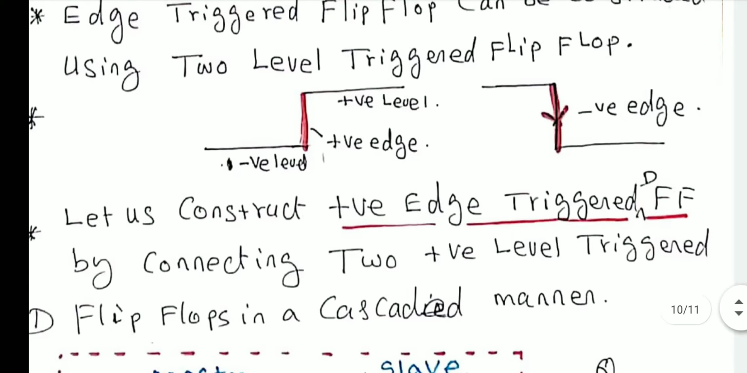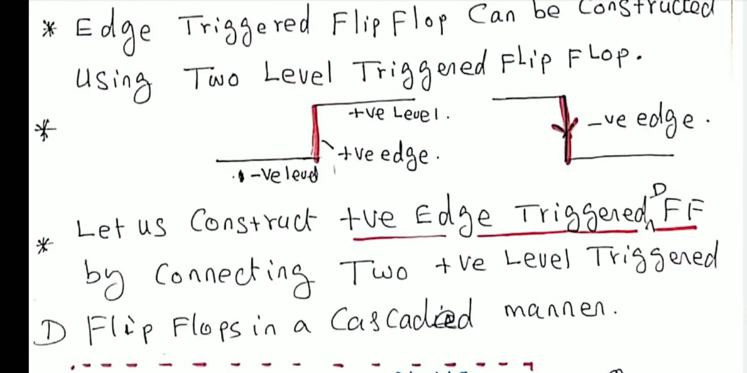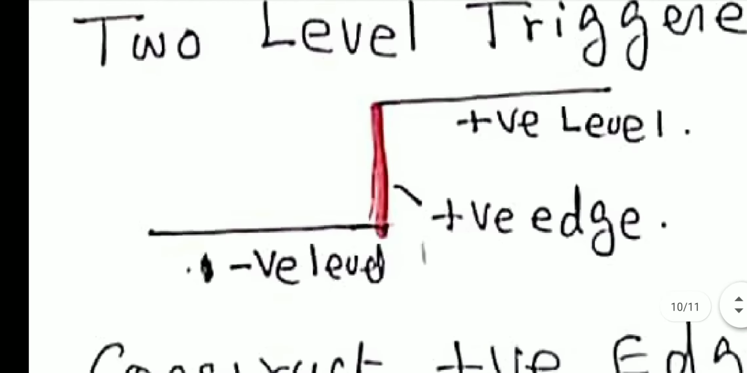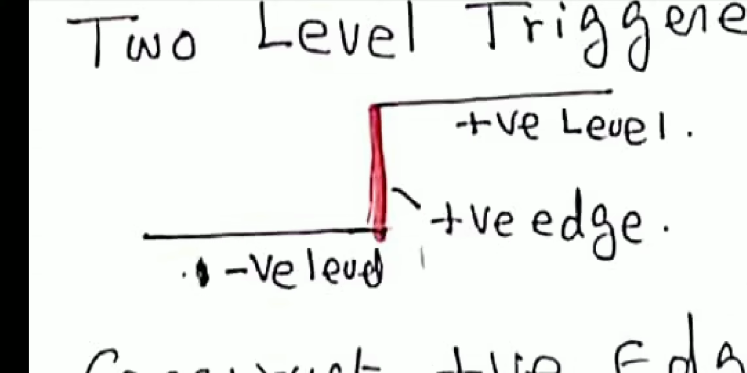So what is the idea? The idea is we need two positive level triggered flip-flops to construct one positive edge triggered flip-flop. Look at the positive edge here. After the negative level and the transition, you get the positive level. So negative level, transition from the negative level to the positive level, then positive level. This is how it changes, right? So we are going to use two positive level triggered flip-flops, and we are going to trigger the first flip-flop for the negative level and the second flip-flop for the positive level, right? And the output of the second flip-flop is the actual output. So the negative level to the positive level transition is called positive edge. That means the circuit will respond only to the positive edge.